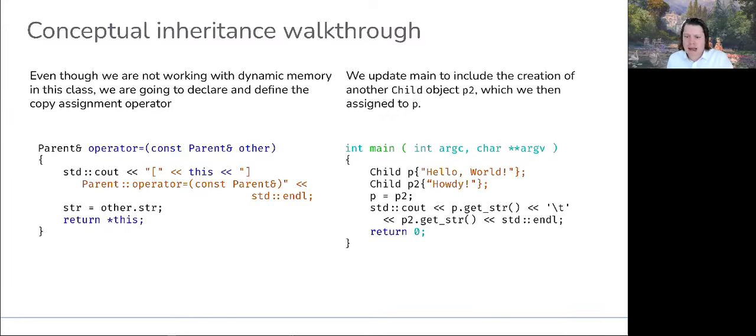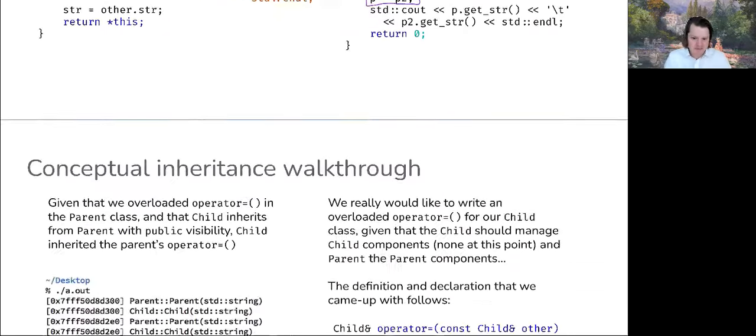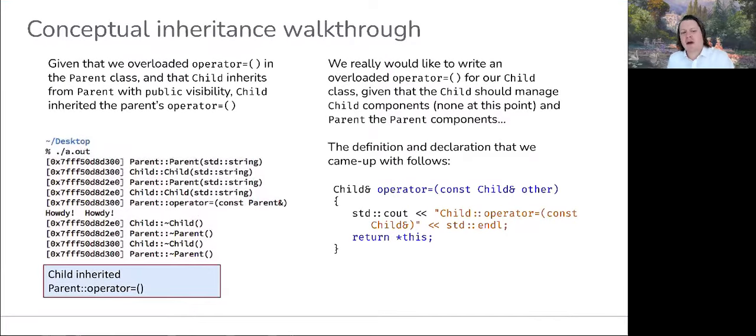Now let's go ahead and go to main and say, okay, let's create an object P, initialize, passing in hello world to initialize the parent's str data member, create another child object P2, and then let's do assignment. So this statement right there is going to invoke the copy assignment operator. And then we're just printing out some contents to see what happened. So given that we overloaded operator equal in the parent class and that the child inherits from the parent with public visibility, child inherited the parent's operator equal.